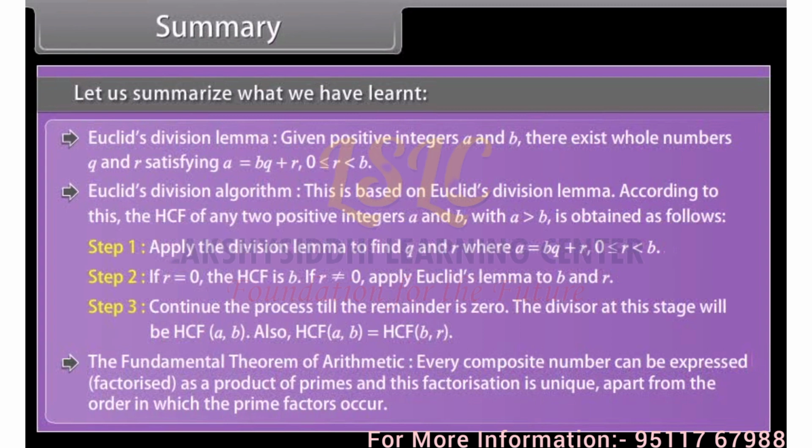The fundamental theorem of arithmetic. Every composite number can be expressed or factorized as a product of primes, and this factorization is unique, apart from the order in which the prime factors occur.